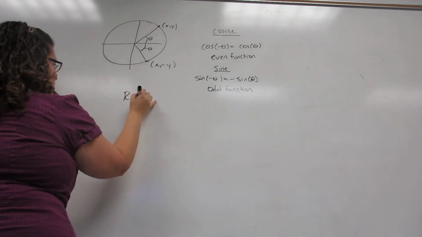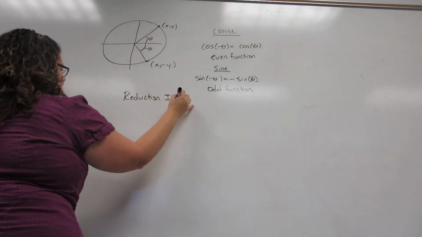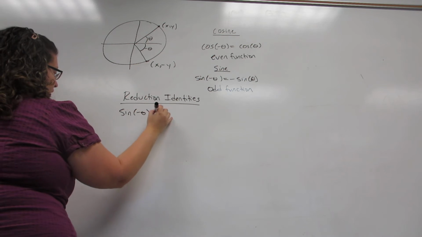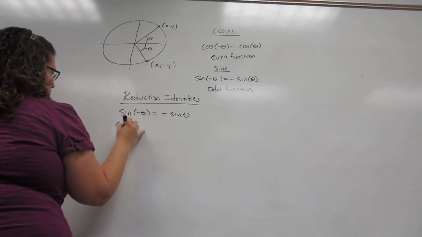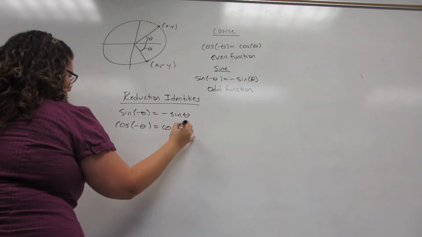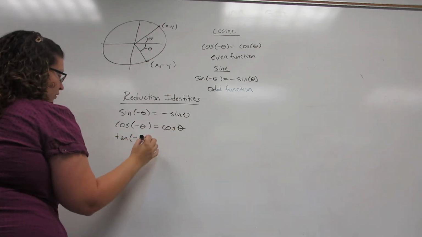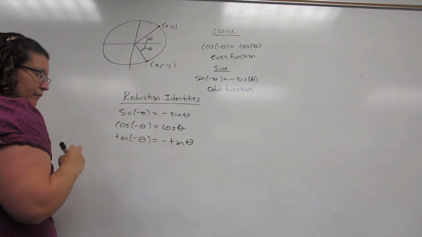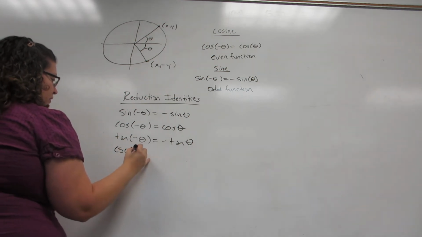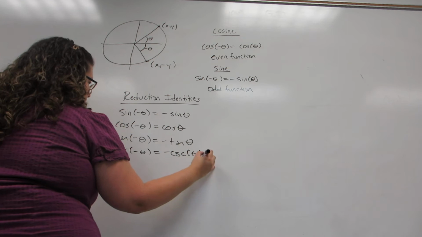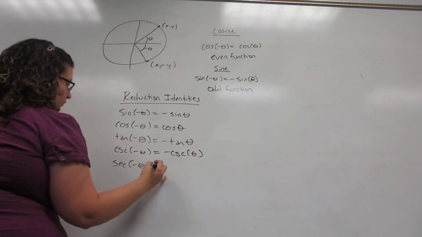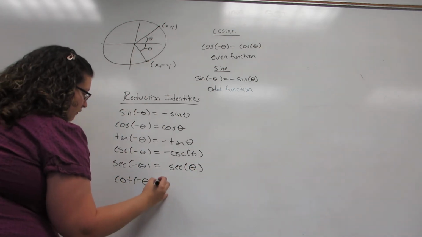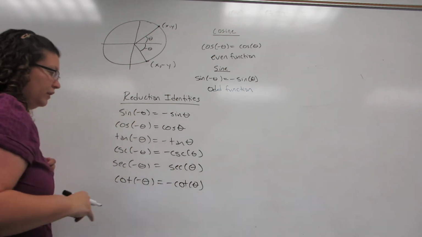From these two, we get a whole class of identities called the reduction identities. So, sine of negative theta is negative sine of theta. Cosine of negative theta is cosine of theta. Tangent of negative theta, because it is sine over cosine, turns into negative tangent of theta. And then the reciprocal ones, cosecant of negative theta is negative cosecant of theta. Secant of negative theta is secant of theta. And cotangent of negative theta is negative cotangent of theta.